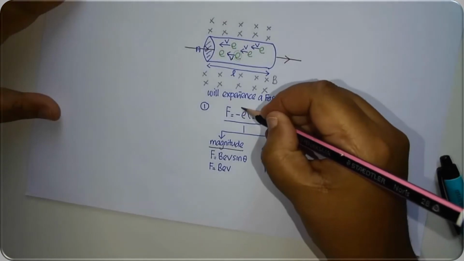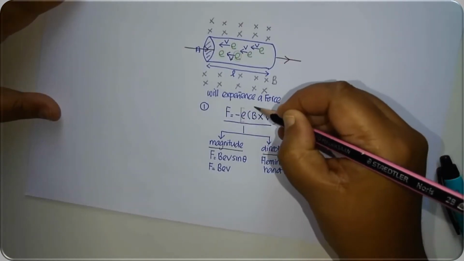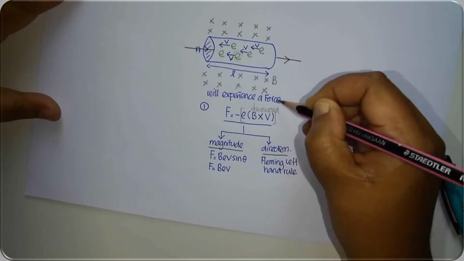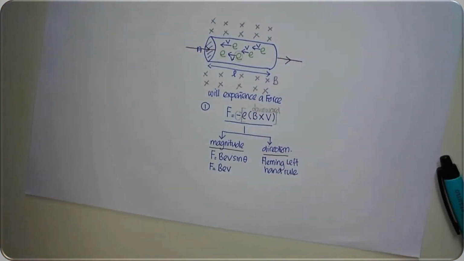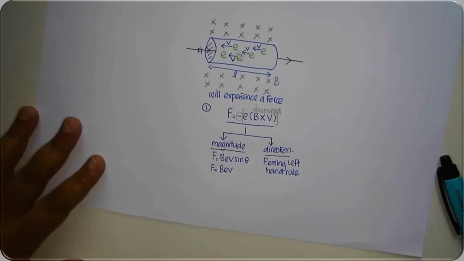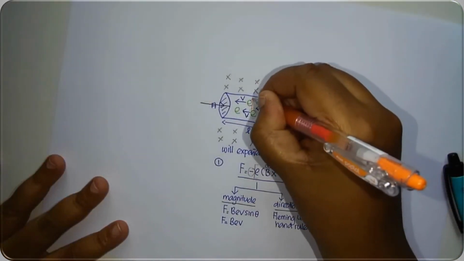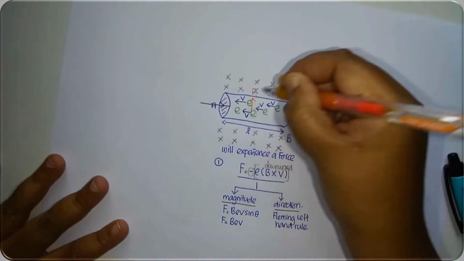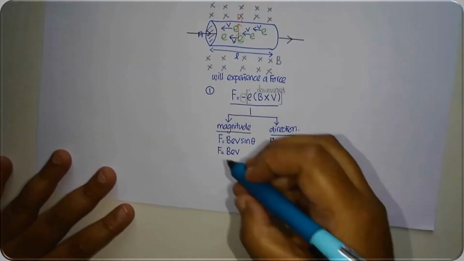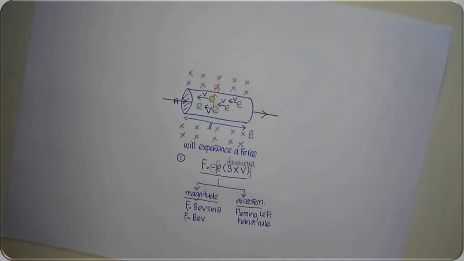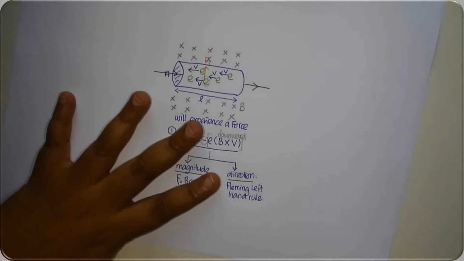But this is downward. And since there is a negative here, I reverse the direction of the force. Therefore, the direction of the force will be upward. I'm going to label it as F1, and here also F1 and F1. So I get the direction of my force upward. So this is the first one.